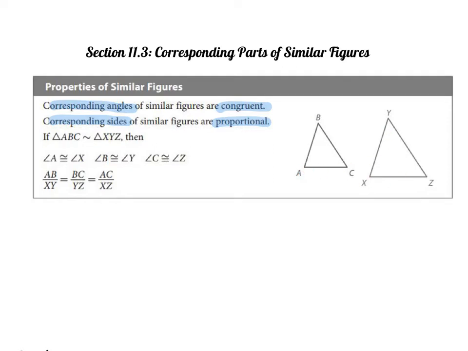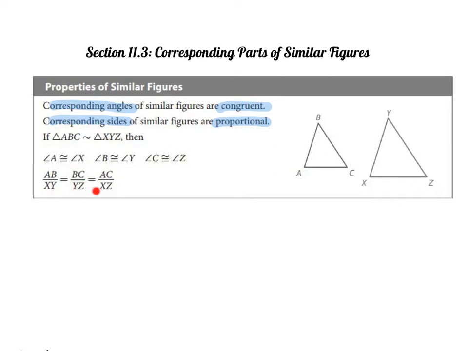to the other sides. So if I am told that these two triangles are similar, and this little squiggly is the symbol for similar, what we know is that the corresponding angles are congruent. So A is congruent to X, B is congruent to Y, C is congruent to Z, and you'd match up the order from the given information.